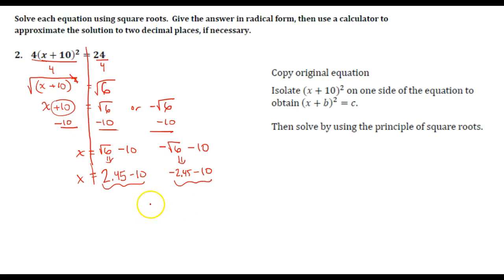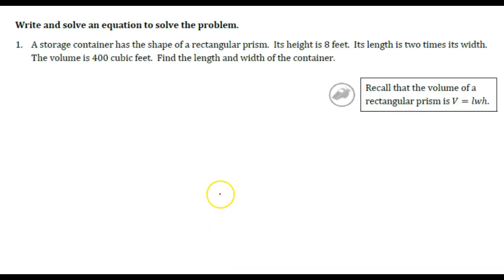Alright, if you unpause, you would find that this would be about negative 7.55, which is what x is equal to, or negative 12.45. Awesome. Let's keep it moving right along.